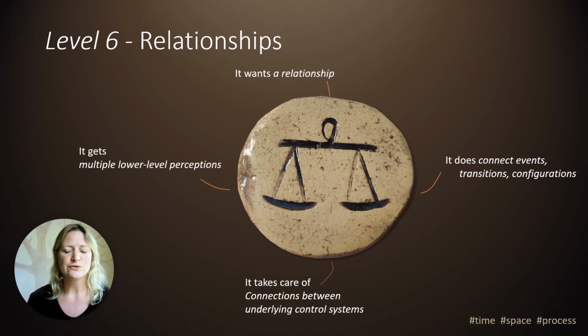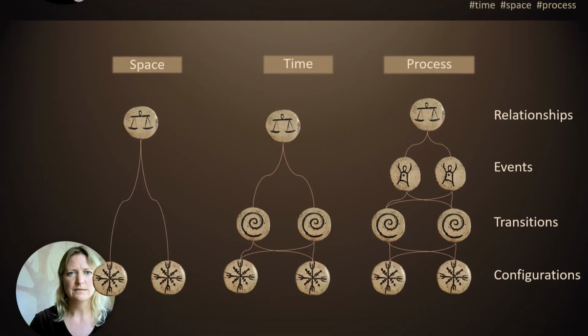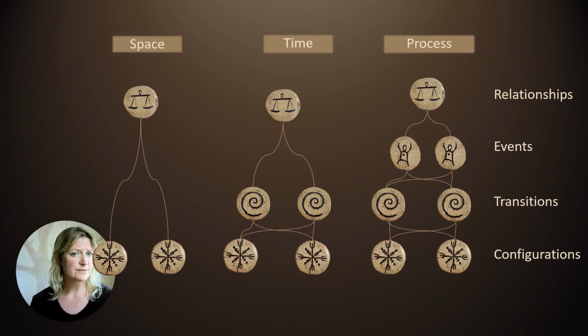Level 6 controls how lower-level perceptions are related, creating perspective, before and after, and causality. And what it does depends on what it connects. Configuration perceptions that are connected create the experience of space. Transition perceptions connected create the experience of time. And event perceptions that are connected create a process.